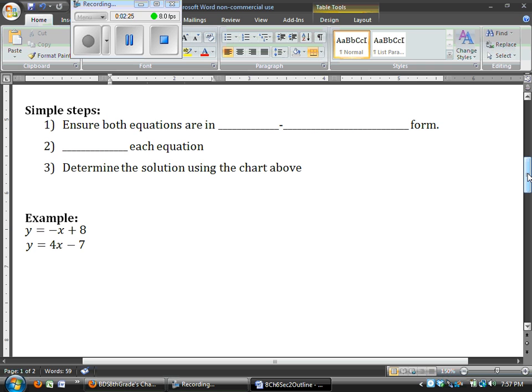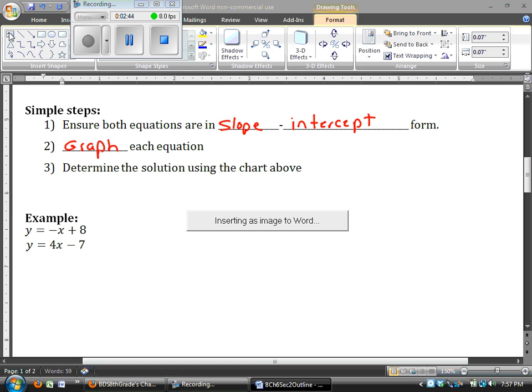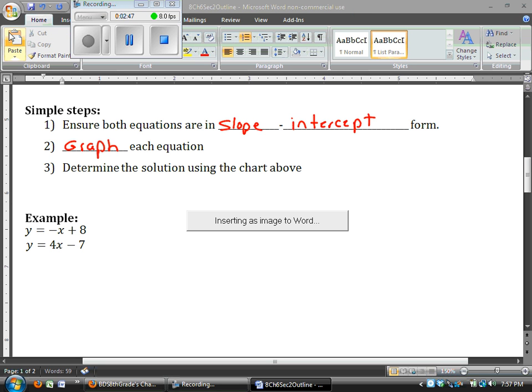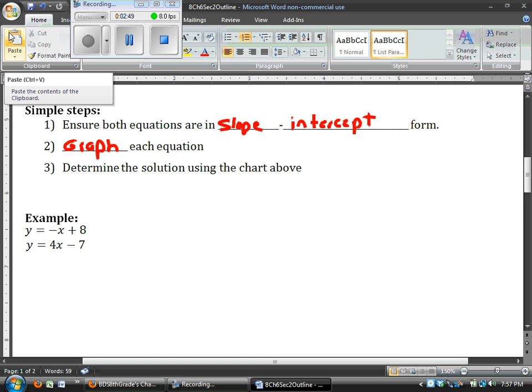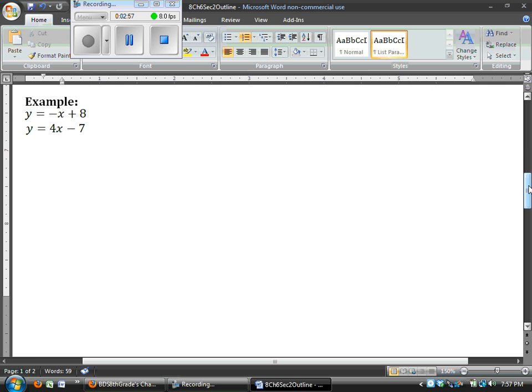Okay? The steps, first we need to make sure that we have both equations in slope-intercept form. Then you graph each equation. Then you can use the chart above to determine which type of solution you have. Okay? So as I said, the downside is that you can't always tell exactly what your solution is going to be. And really the only time you're ever going to use graphing is if both equations are in slope-intercept form already.